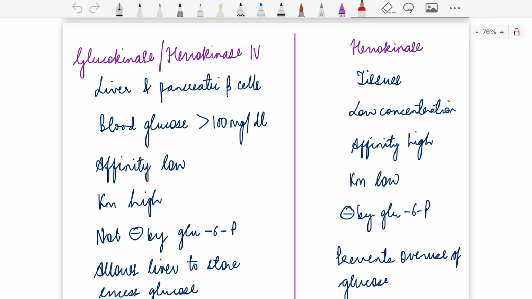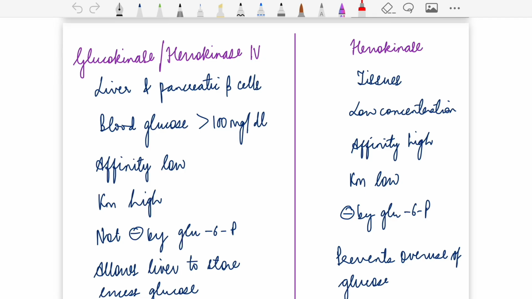Okay, so coming to hexokinase and glucokinase. Hexokinase is found in tissues, glucokinase is found in liver and pancreatic cells. Glucokinase acts when the blood glucose is greater than 100 milligrams per deciliter. That means its affinity for glucose is low. So if the affinity is low, then Km is high. And hexokinase can be used in low concentration, therefore giving a higher affinity, and Km is also low.